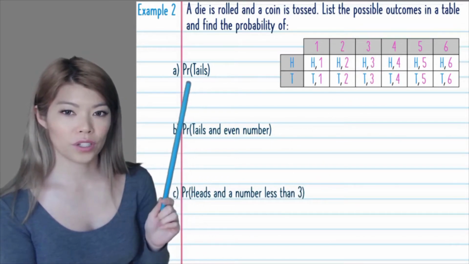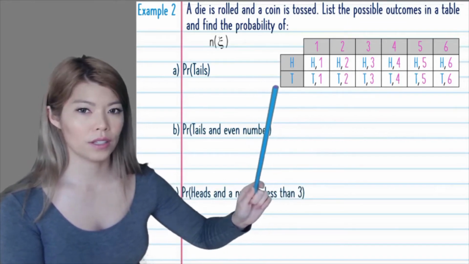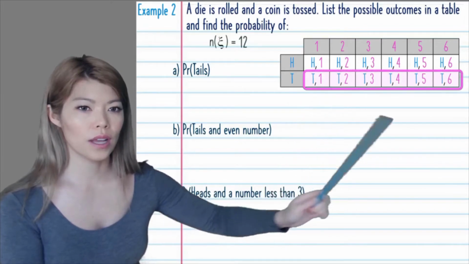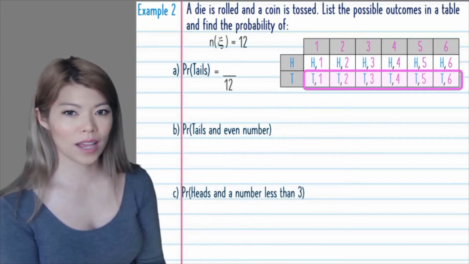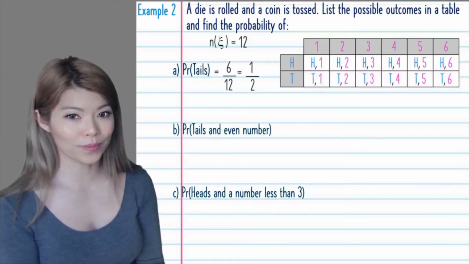Let's answer the question. Probability of tails. What are the chances of getting tails? Well, there are 12 combinations in total and 6 of them are tails. So we have 6 over 12 or 1 over 2.